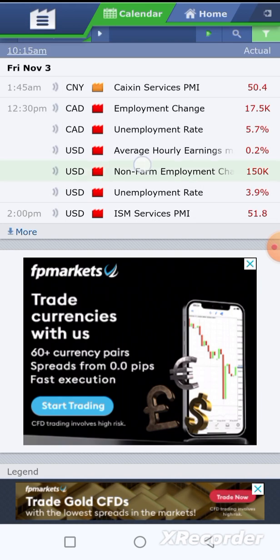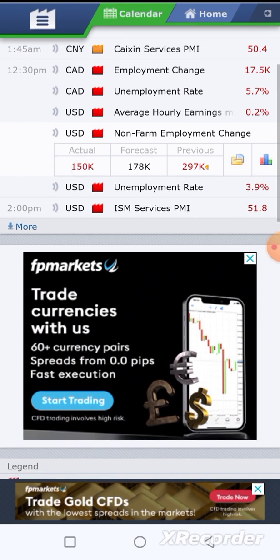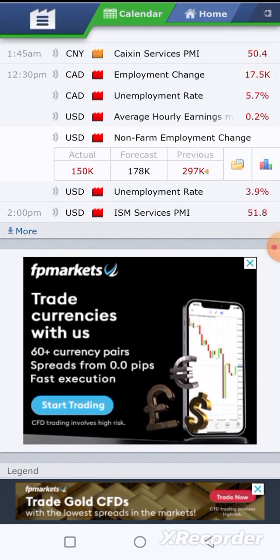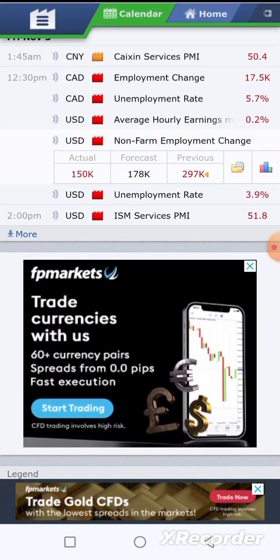So you tap on it and then you see the data below it. You can see that we have the actual here, we have the forecast here, we have the previous also over here. Now we are going to compare the actual to the previous, because the actual just came in, and the previous was data that was released the last time, and the forecast is what the analysts predicted.